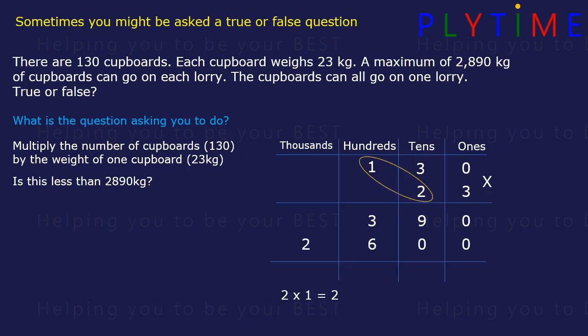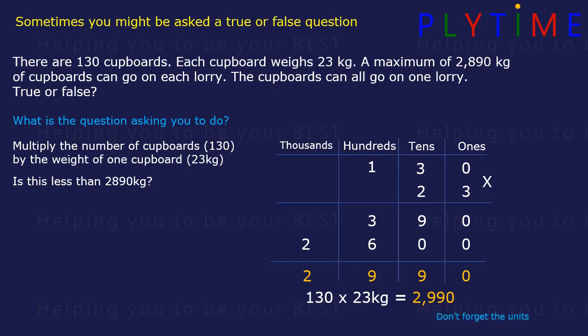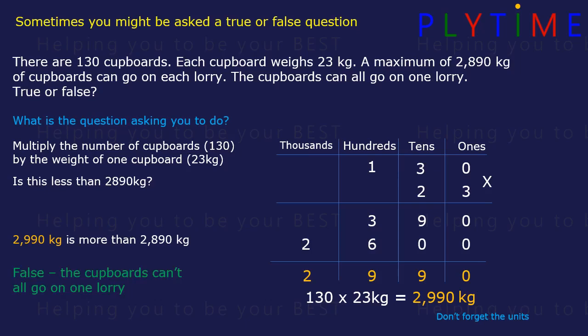Now we need to add these together. 0 plus 0 is 0, 9 plus 0 is 9, 3 plus 6 is 9, and 2 plus 0 is 2. It's a total of 2,990, don't forget the units, kilograms. This is more than 2,890 kilograms, so it's false. Not all the cupboards can go onto one lorry.